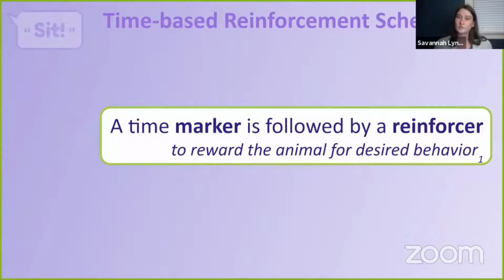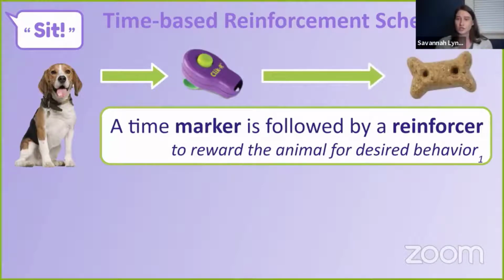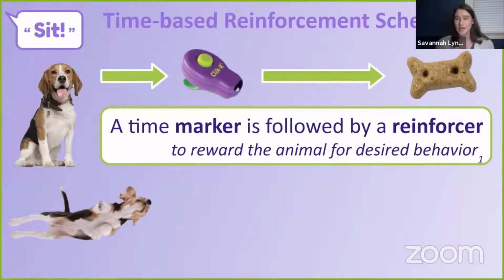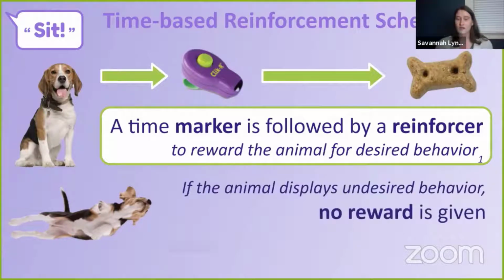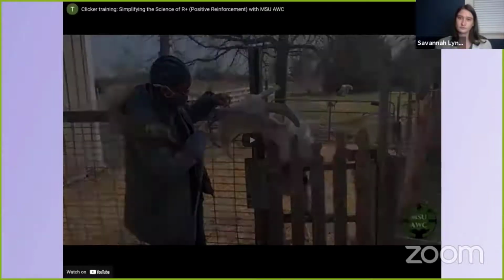An example of this would be if I asked our dog here, Rufus, to sit, and Rufus sat. As soon as Rufus puts his butt to the ground, you're going to give that clicker a click. After that, you're going to immediately dispense a treat to reinforce that click. Let's say Rufus doesn't sit and he decides he's going to lay on the ground instead. We're not going to give a click. We're not going to give a treat. It's an undesired behavior. Therefore, we're not going to do anything, and it's fine. We'll just go ahead and try again.